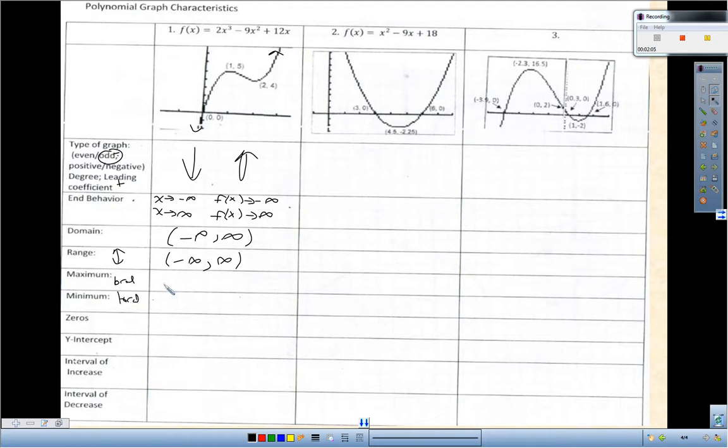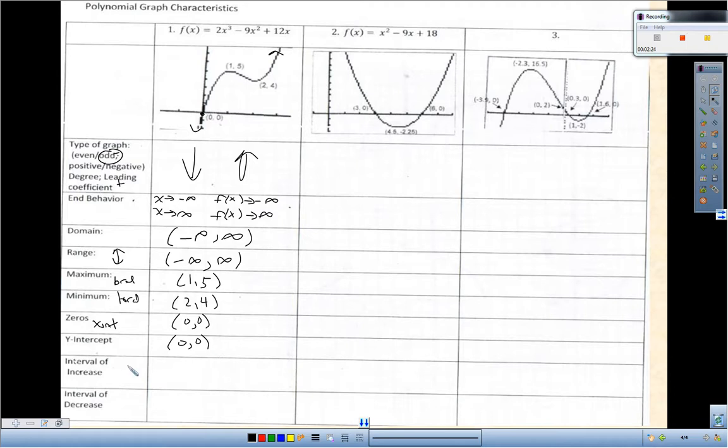But I do have a local max, it is (1, 5). And I have a local min, it is (2, 4). My zeros, remember that's my x-intercepts. It does cross the x-axis at one point at (0, 0). And my y-intercept, it does cross the y-axis at the point (0, 0).